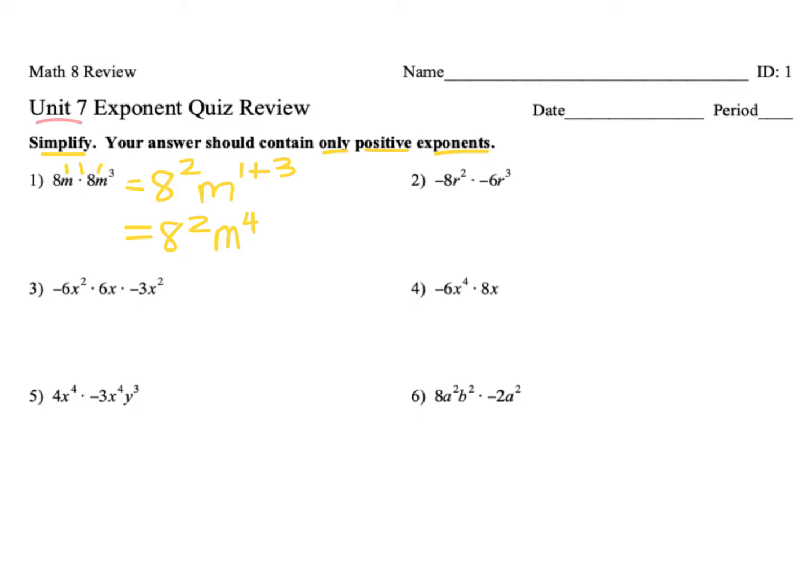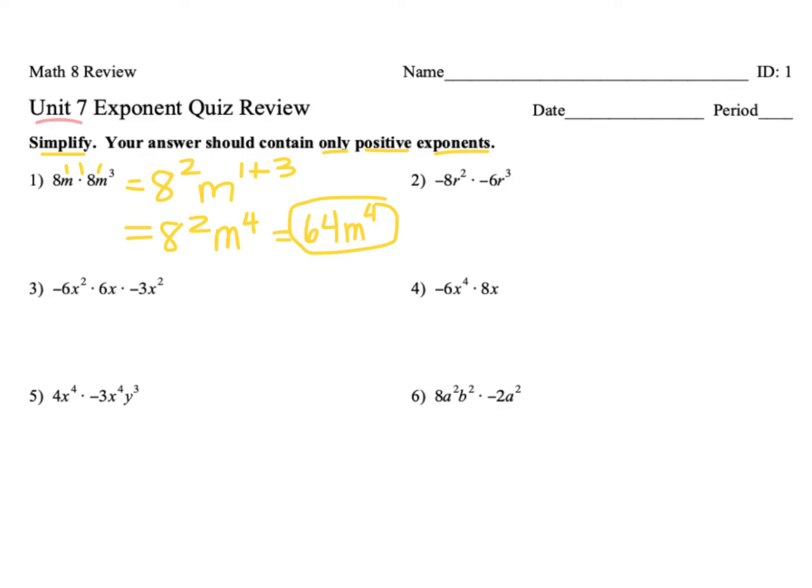And we could go one more step and do 8 to the second power, 8 times 8, which is 64. So you could also express this as 64 m to the fourth. Okay, so note that if you don't have an exponent, there's an invisible 1 there. Let's take a look at number 2.